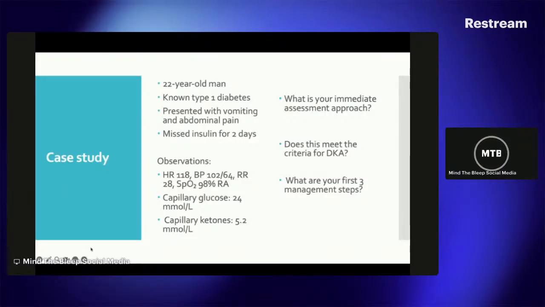Okay, now let's go with the next question. So in terms of our immediate approach, we'll do, as always, the ABCDE and early glucose and ketone testing. And does this patient meet the criteria of DKA? Yes, as they have all the 3 parameters we've discussed earlier. And what are our 3 management steps initially? Fluids, the fixed rate insulin infusion, and the bloods.